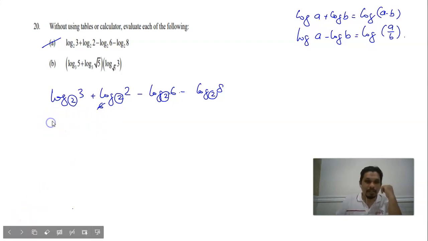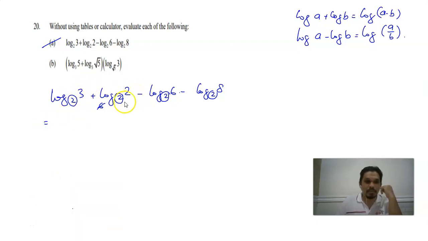So now, let's arrange them in one term, where log to the base of 2: log A plus log B, 3 times 2. And then log A minus log B, so minus we divide, 6 and divide by 8. So 3 times 2 equal to 6, and 6 divided by 6 equal to 1. So what we have right now is log to the base of 2, 1 over 8.